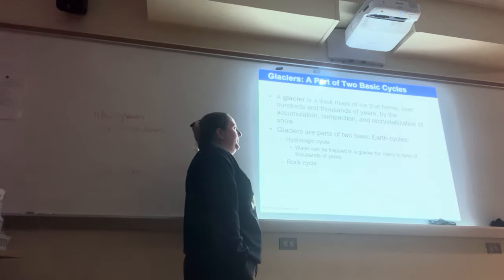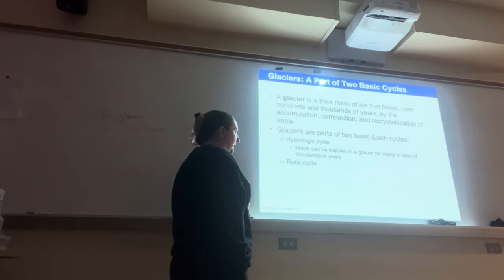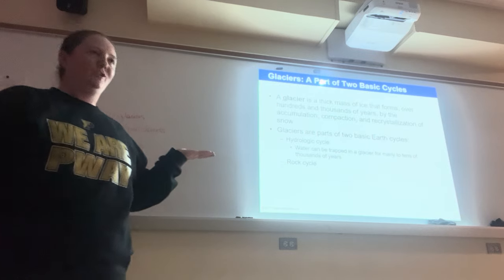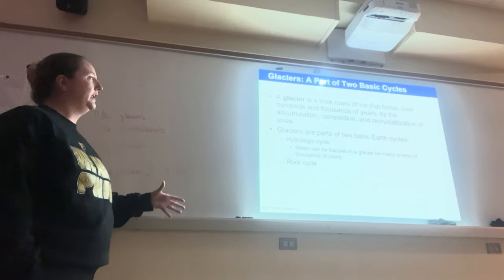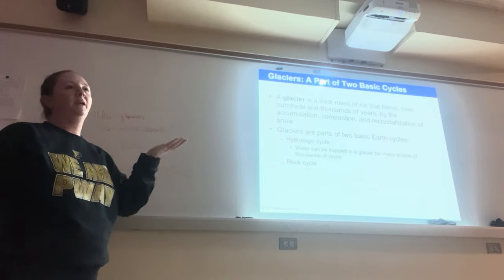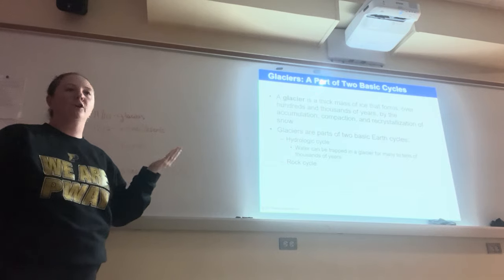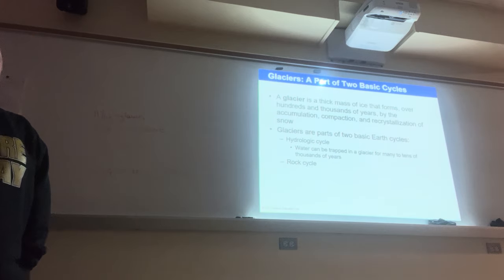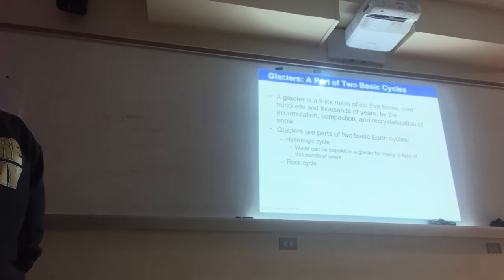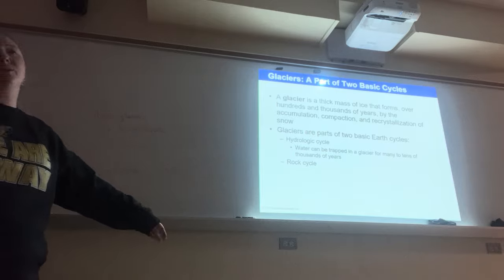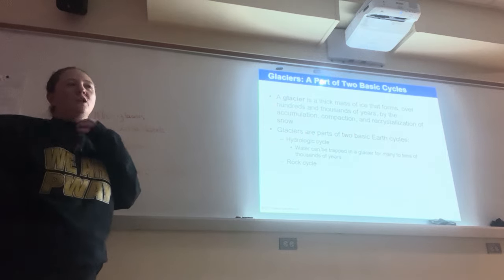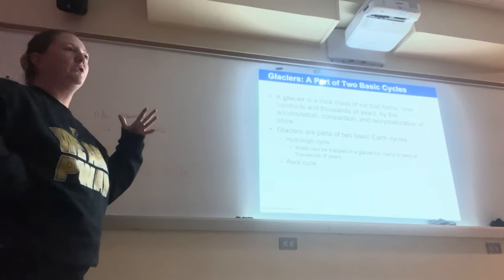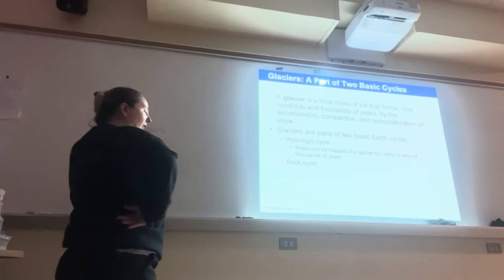Glaciers are part of two Earth cycles, the hydrologic cycle, of course, because water is what glaciers are made of. So when water is trapped in a glacier, depending on the climate at the time, it can stay in that glacier for tens to thousands of years. And this is because glaciers are large, so while they are sensitive to changes in climate, they're not going to melt immediately when temperatures warm. So glacier ice is going to remain for a pretty long time.